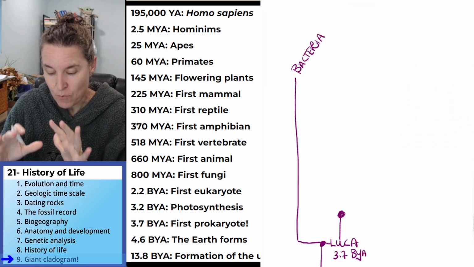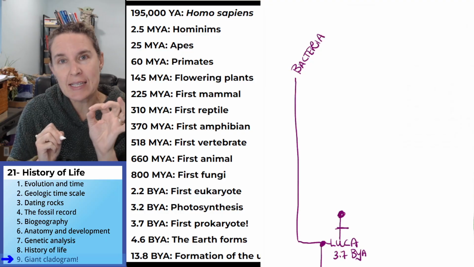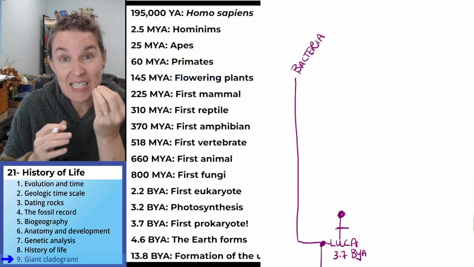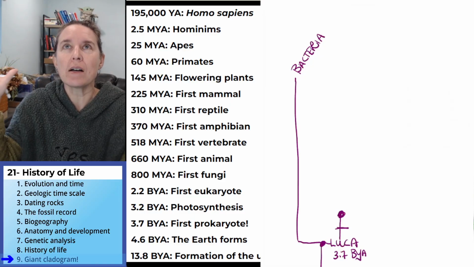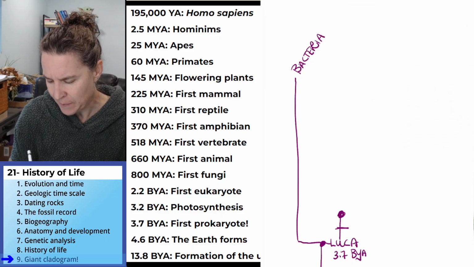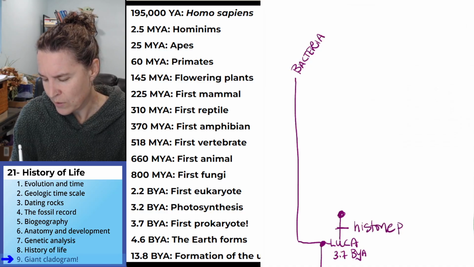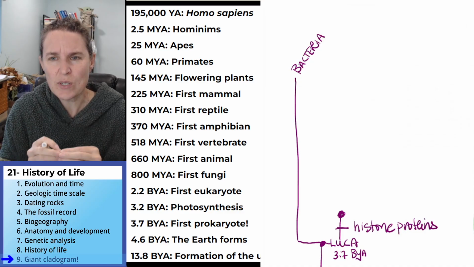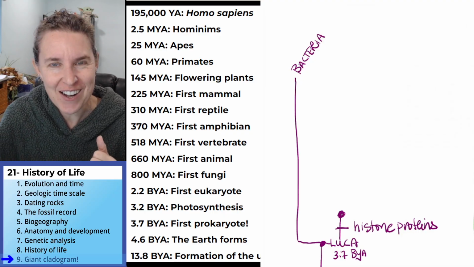Luca gave rise to another line, and this other line has something about them that distinguishes them from bacteria and unites them with everybody else. What could that possibly be? And it is, this is so weird, histone proteins. This is the trait. Histone proteins are a trait. Do you remember what they are?